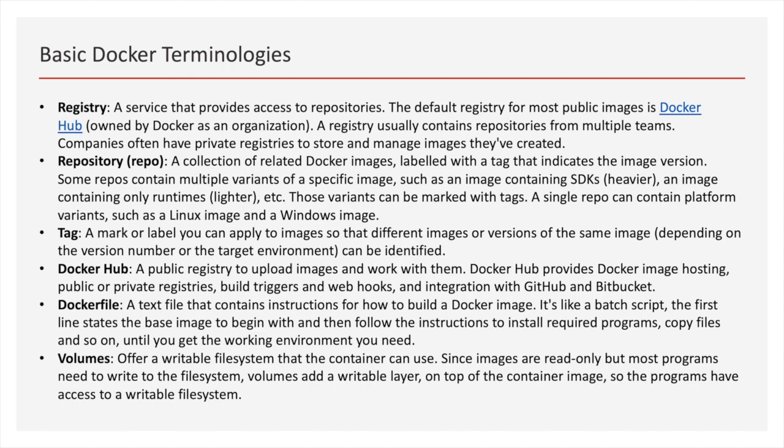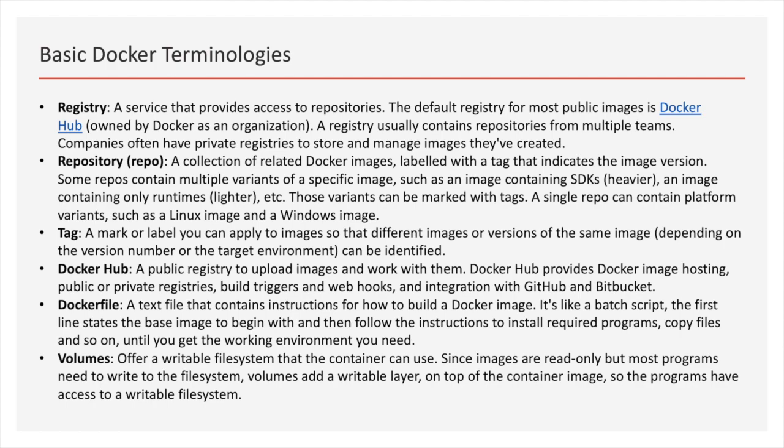A repository is a collection of related Docker images labeled with a tag that indicates an image version. Some repositories contain multiple variants of a specific image, such as an image containing SDKs or only runtimes, etc. Those variants can be marked with tags. So, a tag is nothing but a mark or label which you can apply to images so that different versions of the same image can be identified. Docker Hub is a public registry to upload images and work with them.